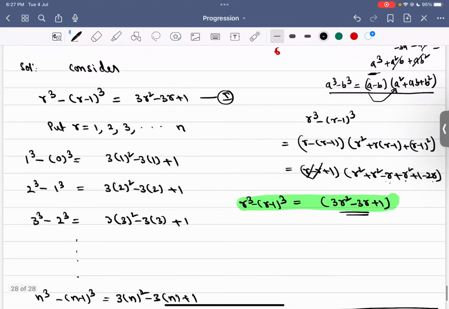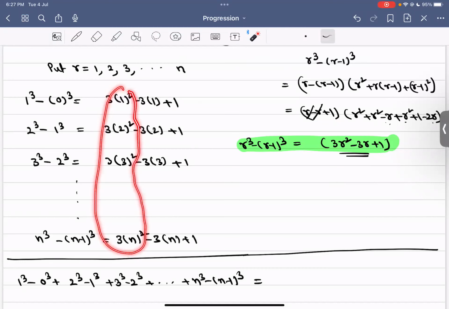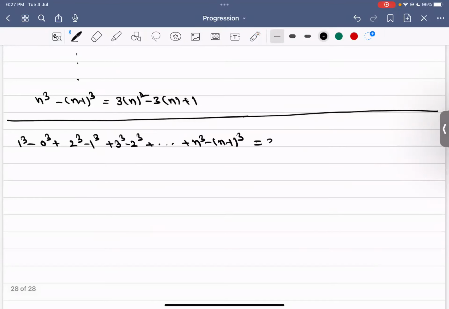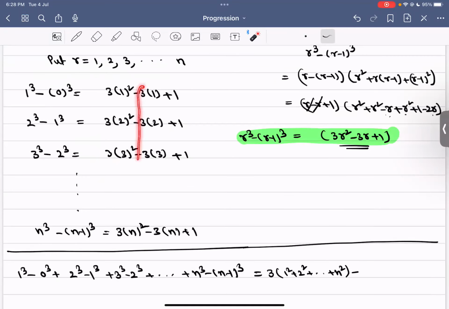Now if you add the right hand side, you add these terms like this. First, if you add these terms, 3 take out common: 3 into 1 square plus 2 square plus 3 square up to n square. So this is 3 into 1 square plus 2 square etc. up to n square, minus. Now the second terms, if you add, minus 3 take out common: 3 into 1 plus 2 plus 3 etc.